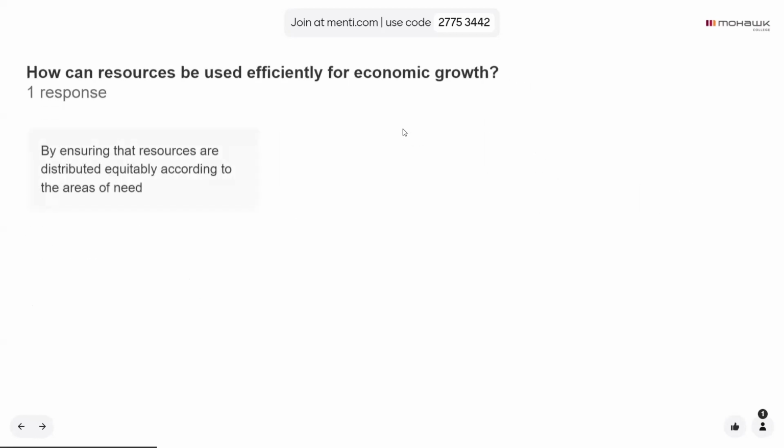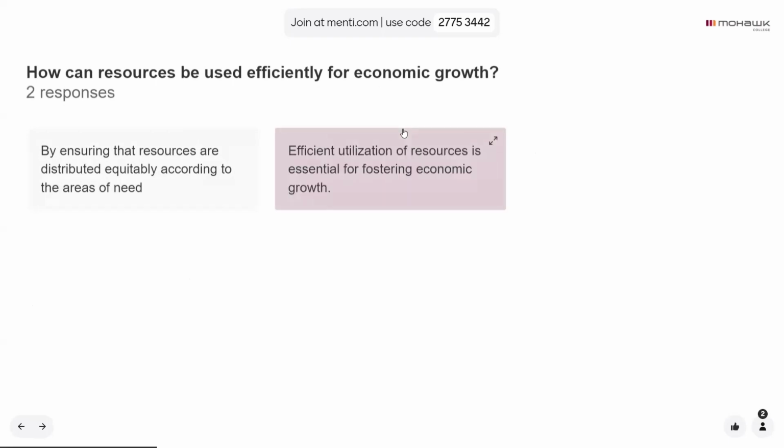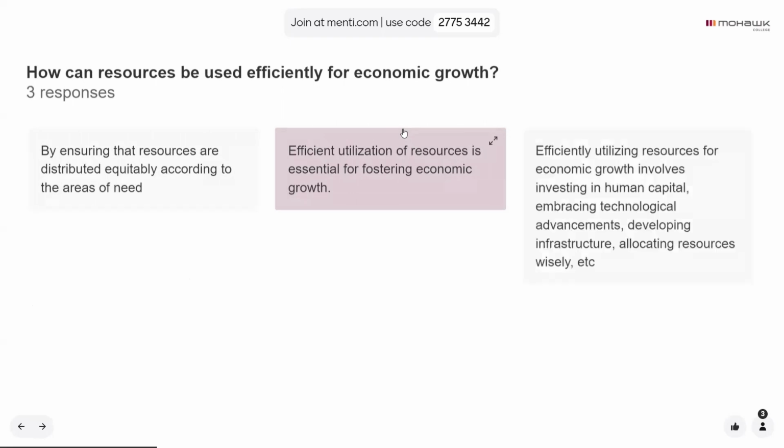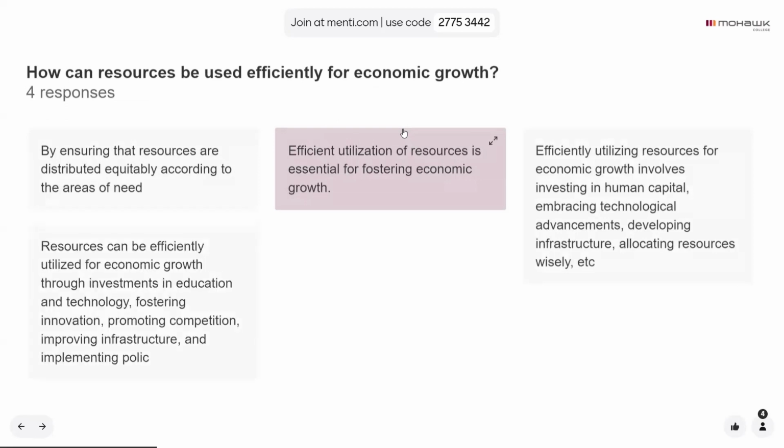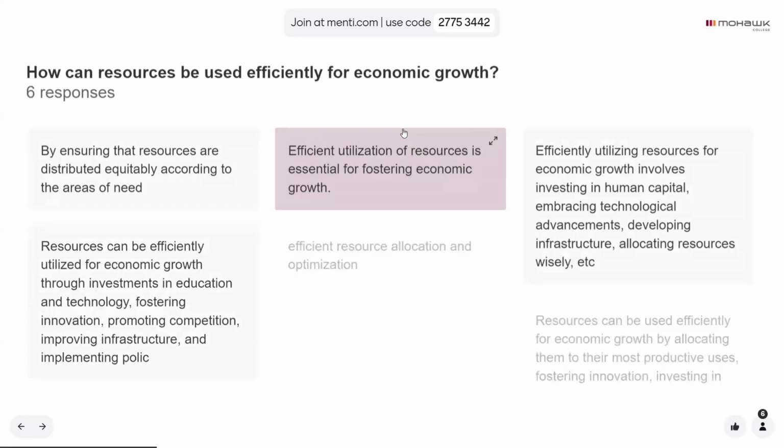So by ensuring that resources are distributed equitably according to the area's need, yes. Efficient utilization of resources is essential for fostering economic growth, yes. Efficiently utilizing resources for economic growth involves investing in human capital, embracing technological advancements, developing infrastructure, allocating resources wisely, etc.